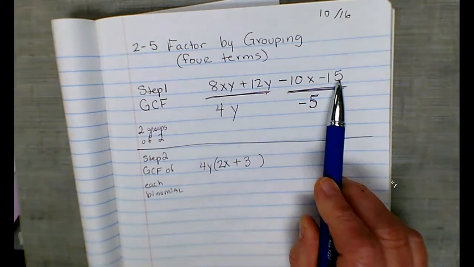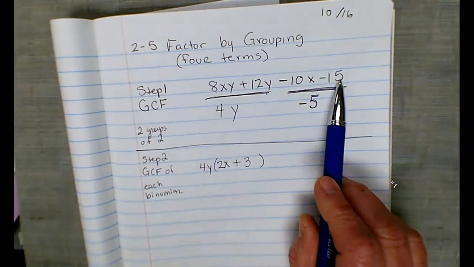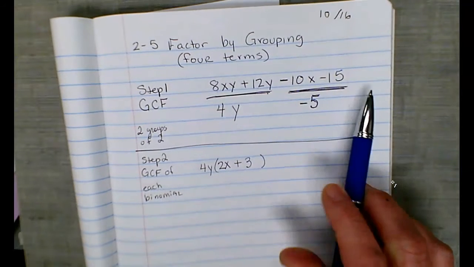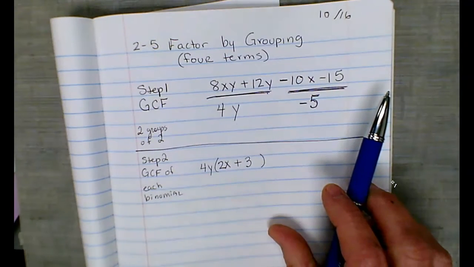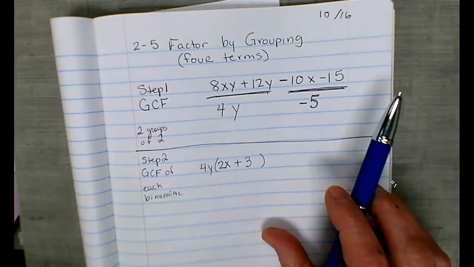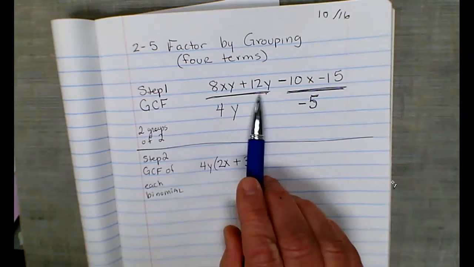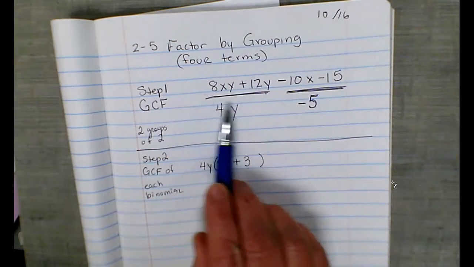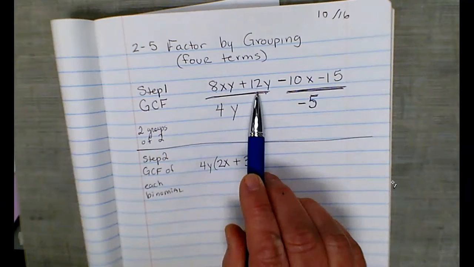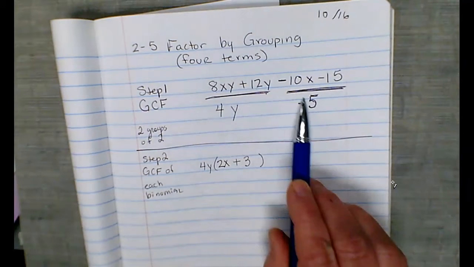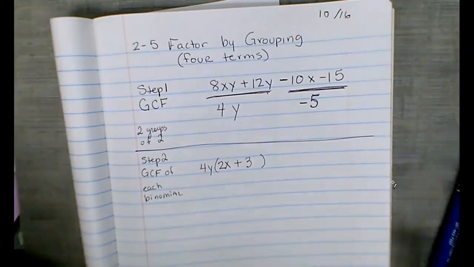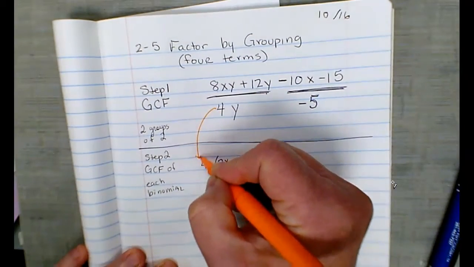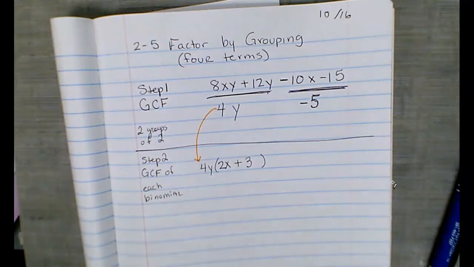We had a polynomial with 4 terms: 1, 2, 3, 4. There's no GCF for the whole thing, so we're going to break it into smaller pieces, into 2 groups of 2. And I'm going to factor a GCF out of this group, and I'm going to factor a GCF out of that group. When you factor out a GCF, it doesn't disappear. It comes out in front.